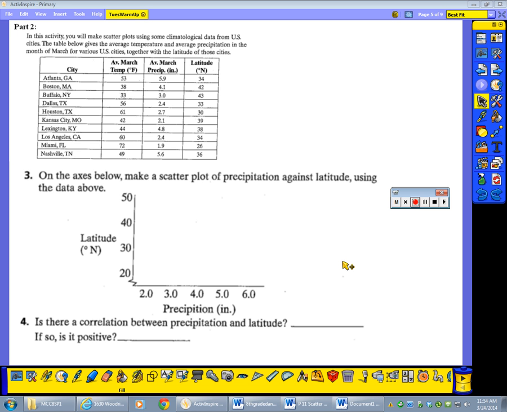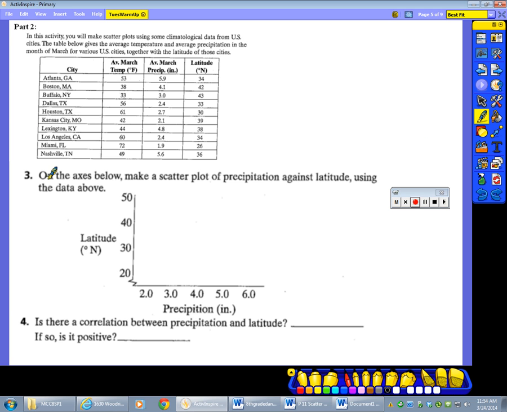Alright, so here we are, number 3. We're using the same data. Well, actually, we're using different data in the same table. So, on the axis below, make a scatter plot of precipitation against latitude using the data above.